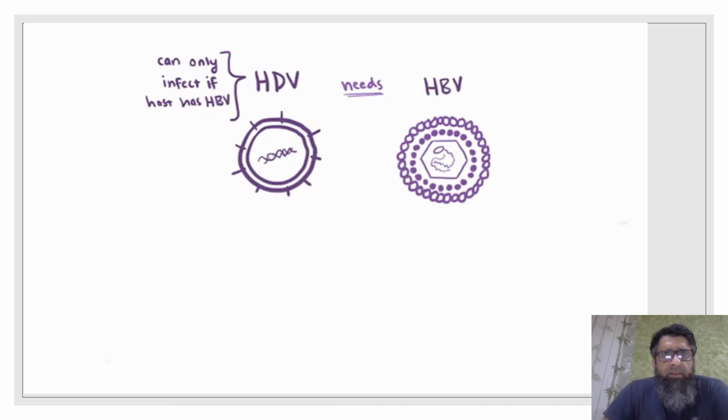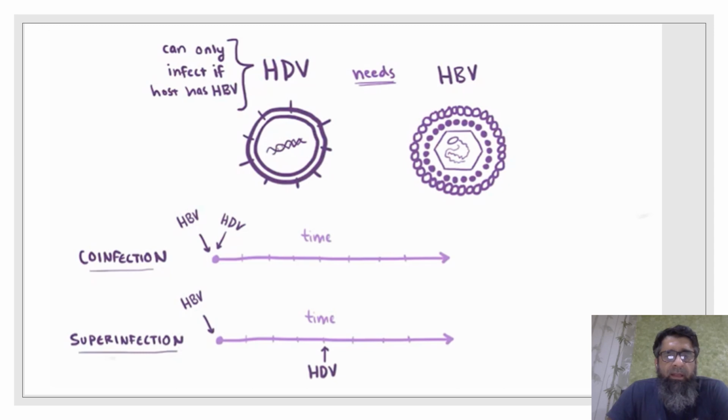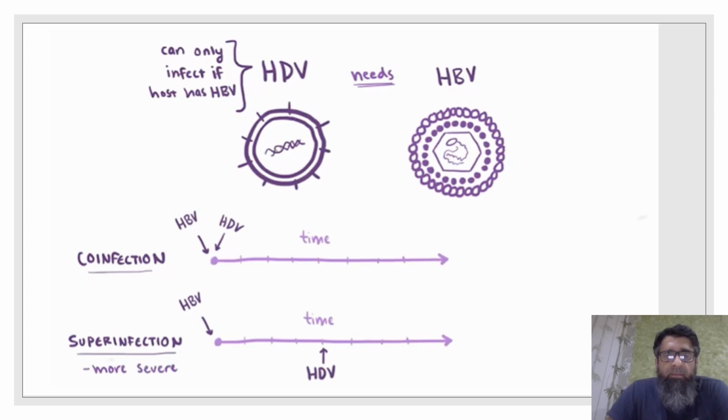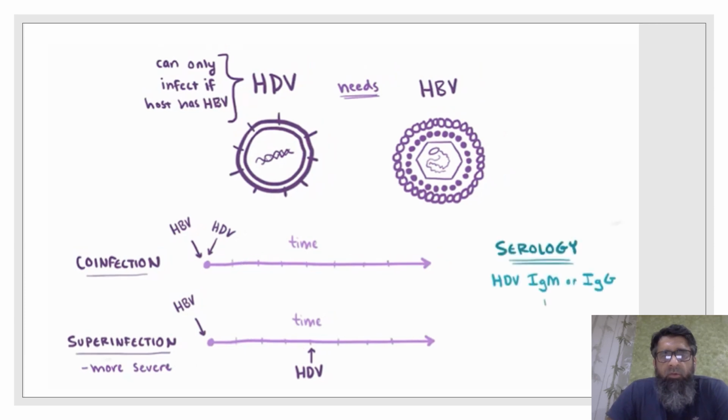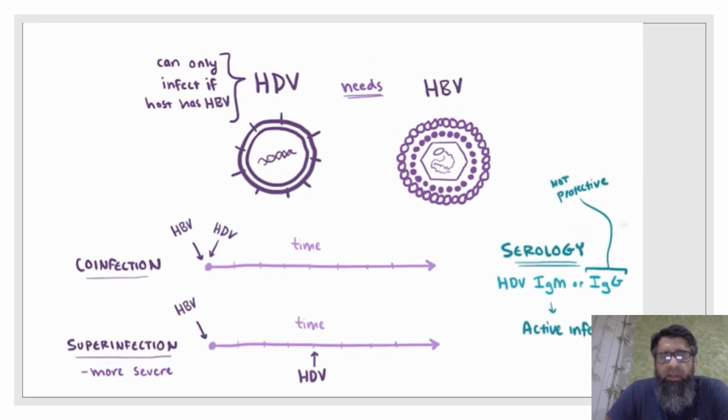So what is Delta virus, HDV? This is basically a defective virus, or Delta virus, which needs hepatitis B. It can come in two ways. Either it is a co-infection, where both hepatitis B and hepatitis D come together, or it is a super infection, where the patient is carrying hepatitis B and then hepatitis D virus comes, and of course super infection is more severe as compared to co-infection. Among the serology we have hepatitis D IgM and IgG. IgM shows infection and IgG is not protective in this scenario as well.